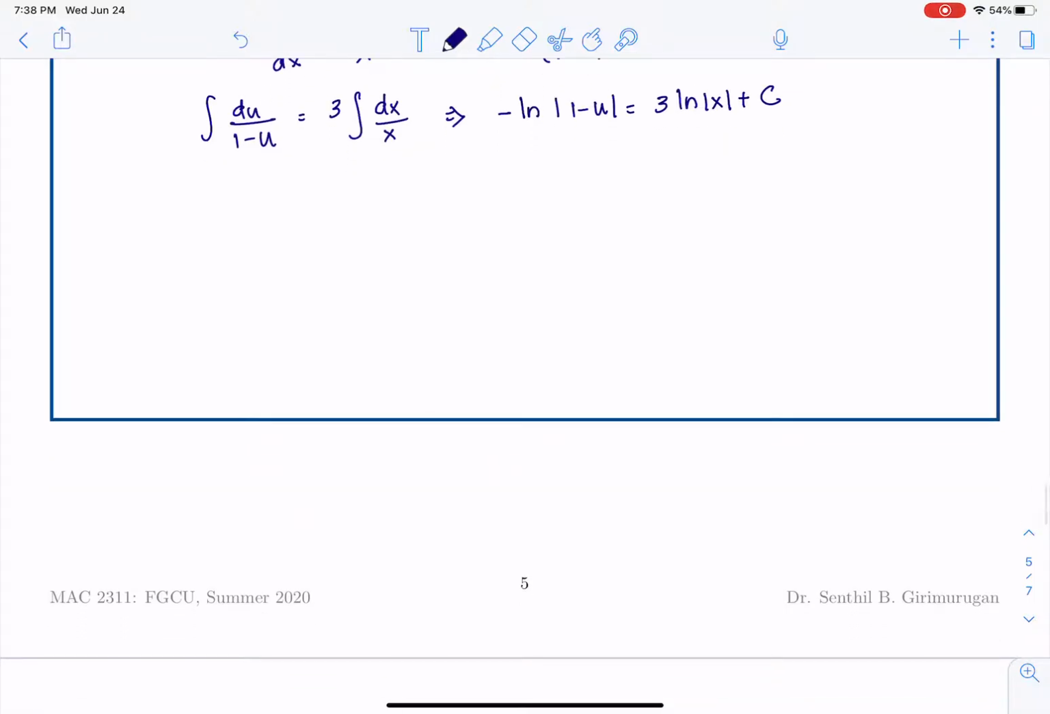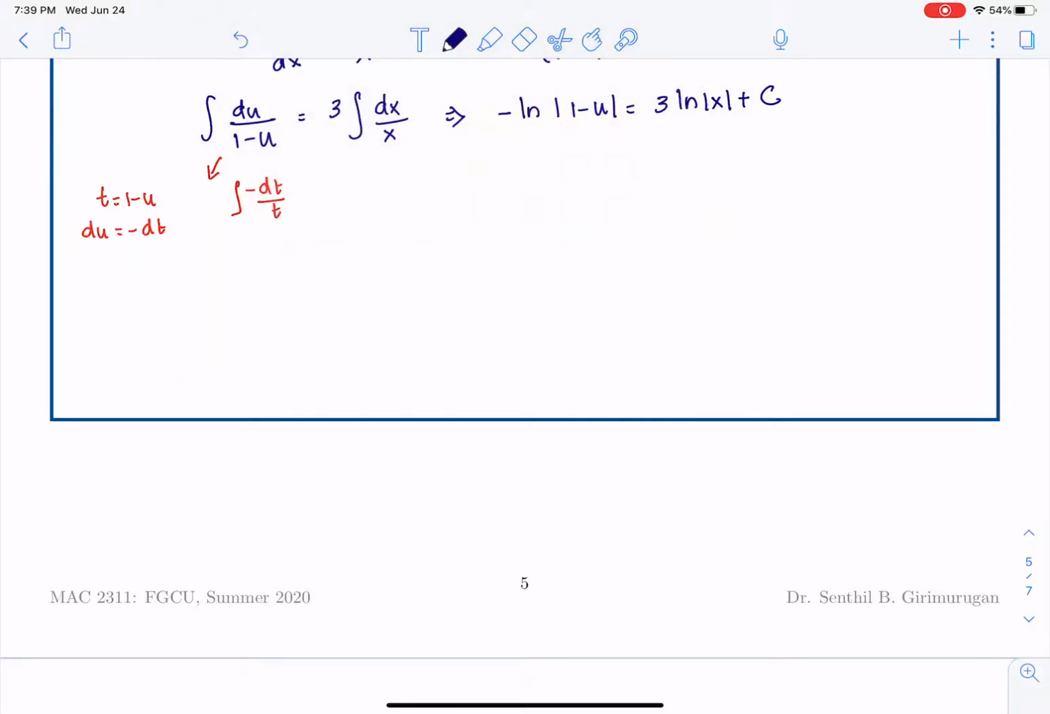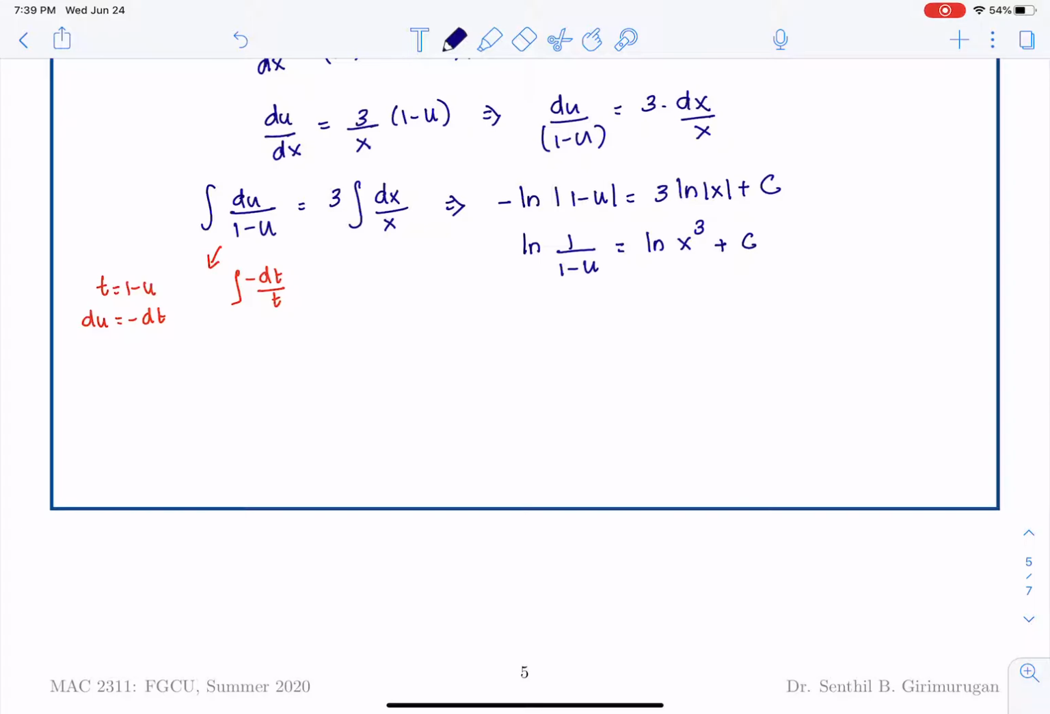Now what did I do here? I simply used the substitution t equals 1 minus u, du is negative dt. The integral would become negative dt over t, which would result in what I have on this side. Now, I could move the negative 1 inside, which should give me ln of 1 over 1 minus u equals ln of x cubed plus c. I can exponentiate on both sides.